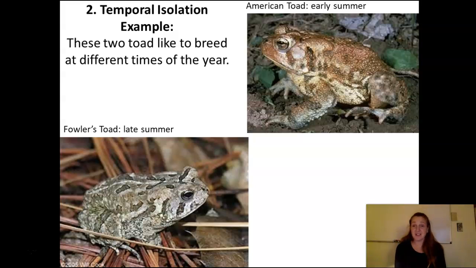Temporal isolation is exactly what you think it is. It's the time when you want to make your babies. So our American toad and our Fowler's toad have different times a year when they want to breed. And that timing, that internal biology saying, now is when I declare territory, now is when I go and find a mate and make my babies, that is what's going to keep these two species separate, even if they live in the same geographic location.